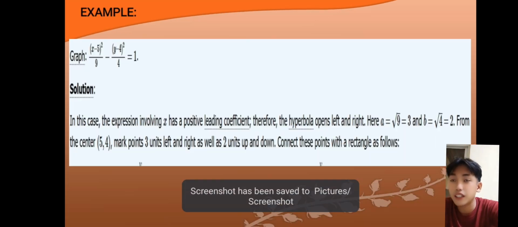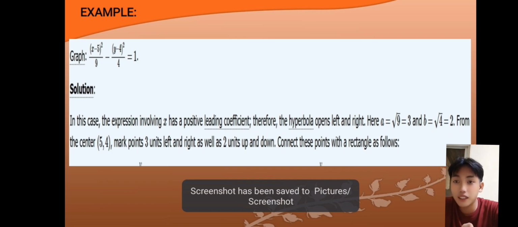So here, for example, graph the quantity x minus 5 squared over 9 minus the quantity y minus 4 squared over 4 is equal to 1. Take a look at this equation. Our x is positive while our y is negative. So we can say that our hyperbola is opening left and right since our x possesses a positive sign, correct? In this case, the expression involving x has a positive leading coefficient. Therefore, the hyperbola opens left and right.